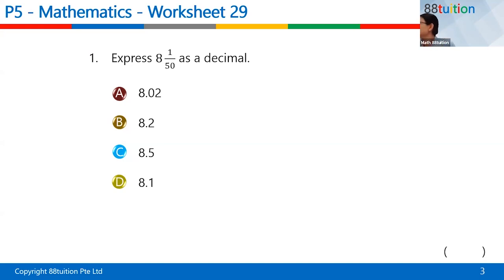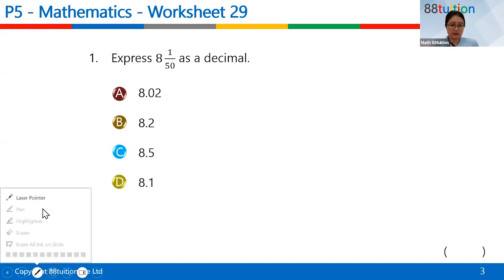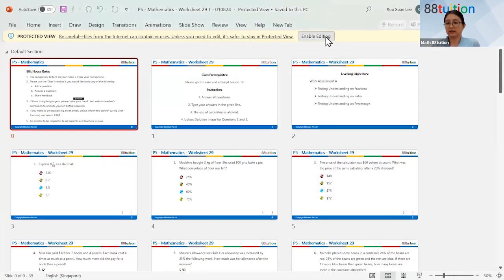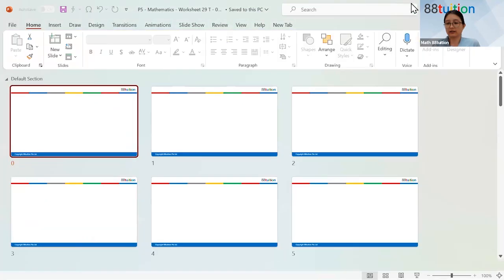Where's my pen? Okay, so this one, why can't I write? Why suddenly don't they let me write anything? See, it's like they totally don't let me. Oh, I know why already. I know why. Okay.